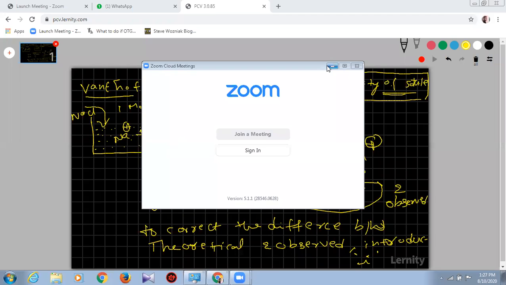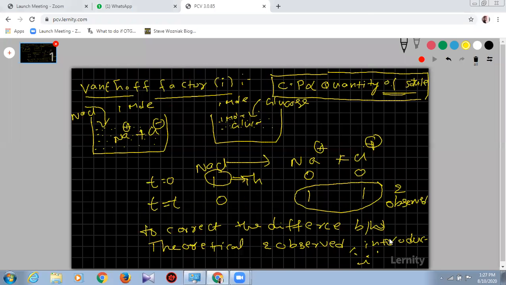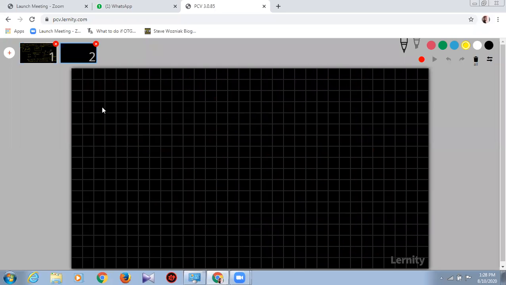So to correct the difference between theoretical and observed value, that is why they introduced the Van Hoff factor. That's the case. Now let me go to the next slide. Hope you have noted down. Okay, yeah.